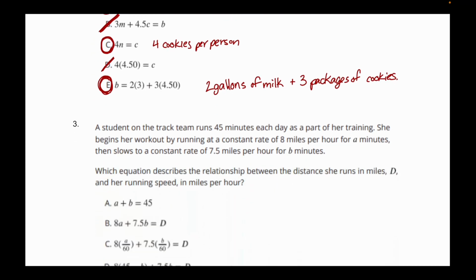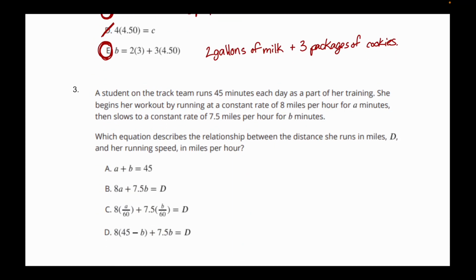Okay, so on to question 3. A student on the track team runs 45 minutes each day as part of her training. She begins her workout by running at a constant rate of 8 miles per hour for A minutes, and then slows to a constant rate of 7.5 miles per hour for B minutes. Which equation describes the relationship between the distance she runs and her running speed in miles per hour?